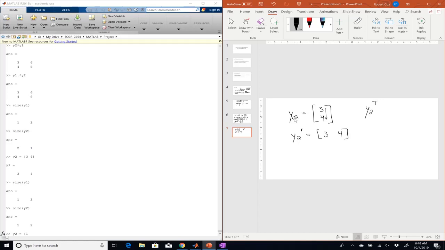Okay, so what I do here, if I say I had y2 equal to 3, 4, like that, do y2 transpose with that prime, it becomes like that. So notice if I do size y2 prime, it's that. Size y2, it's that.